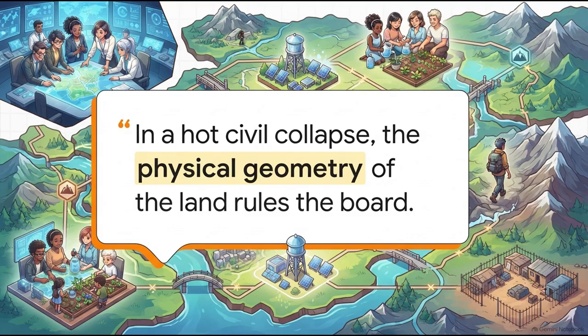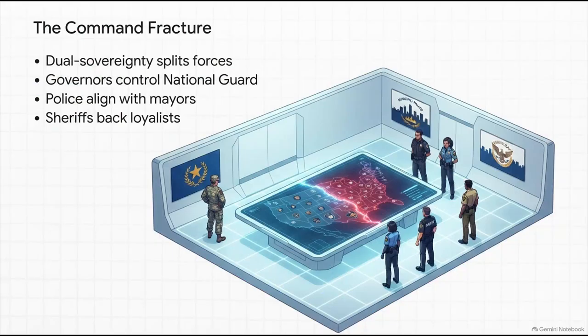Survival just becomes a matter of where you are standing and what resources that specific piece of dirt controls. And this geographic divide instantly triggers a massive command fracture within law enforcement and the military. The text models a devastating dual sovereignty crisis that just splits the armed state apparatus right down the middle. Conservative governors would instantly assert absolute sovereign control over their national guards, flat out refusing federalization.